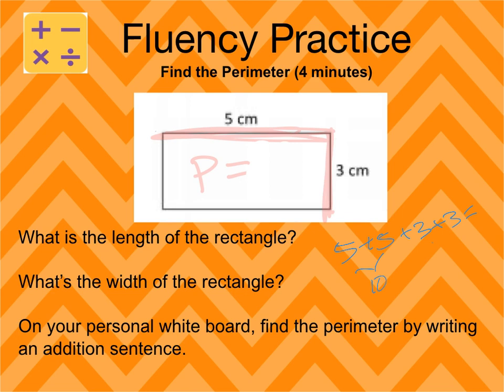So 5 plus 5 is 10, 3 plus 3 is 6, 10 plus 6 equals 16. So my perimeter equals 16.